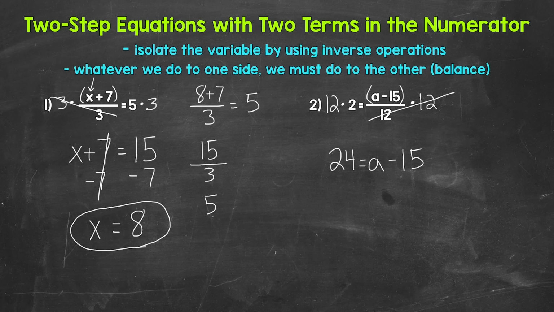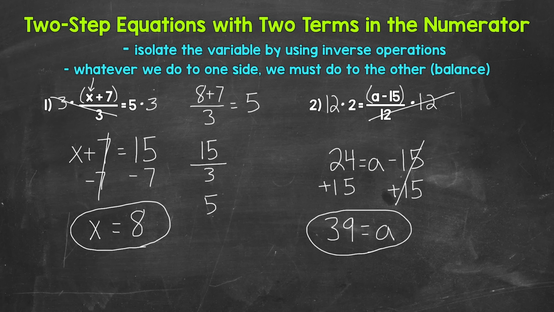We are subtracting 15 from a, so we need to undo that subtraction. What's the inverse operation of subtraction? Well, addition. So let's add 15 to the right side. Whatever we do to one side, we must do to the other. So add 15 to the left side as well. On the right side, we are subtracting 15 and adding 15. So the 15s cancel each other out. a is now isolated. So we have a equals, and then on the left side, 24 plus 15 gives us 39. So a equals 39.